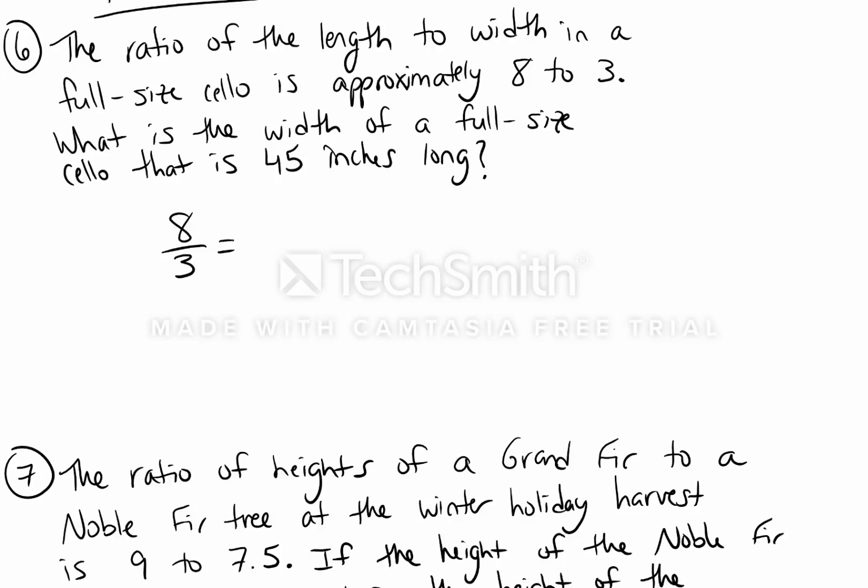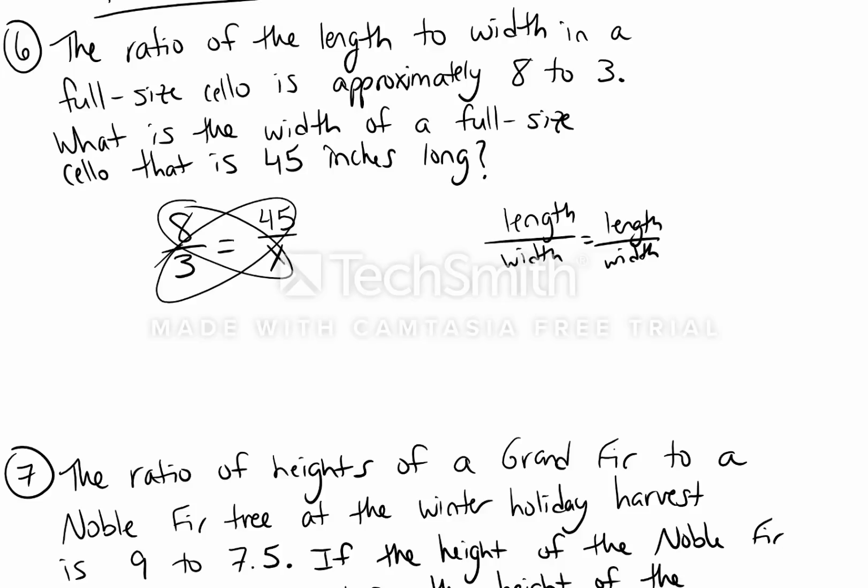And then we're going to set it equivalent to the same type of ratio. If we have length to width, then we're going to set it up as length to width. So we've got a cello that's 45 inches long, and we need to know the width of that cello. Again, I wrote out to the side that you're doing length to width equals length to width, if you're confused as to how I set that up.